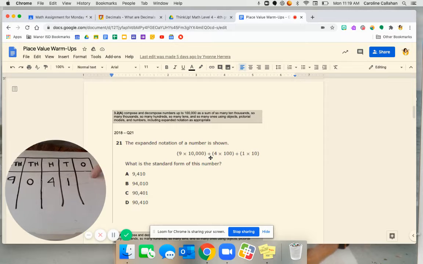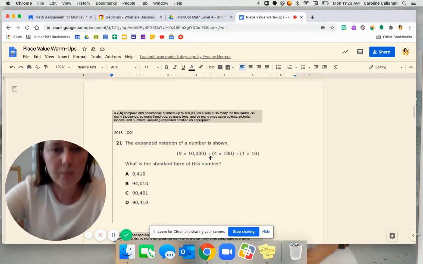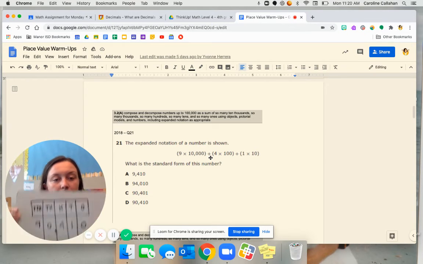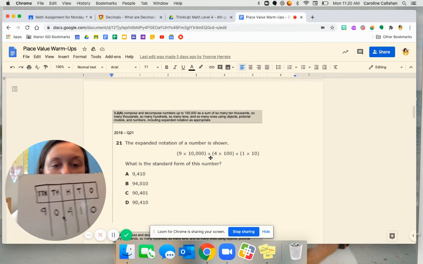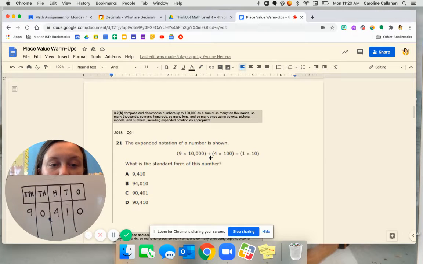And then finally, don't forget to look for your ones. If you see no ones, definitely put a 0. And then let's count 1, 2, 3, comma, because every third place value we put a comma. So our number is 90,410. Now I'm going to look up at my answer choices, and it looks like answer choice D is the correct answer.